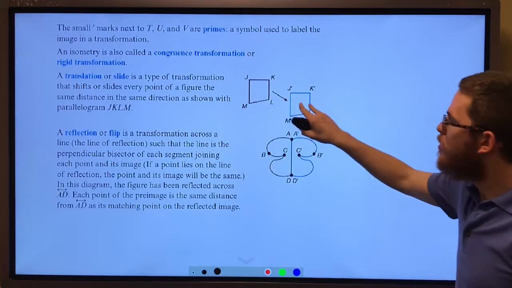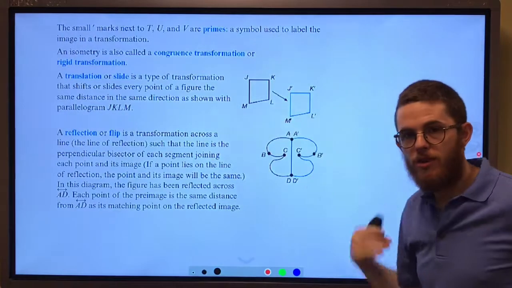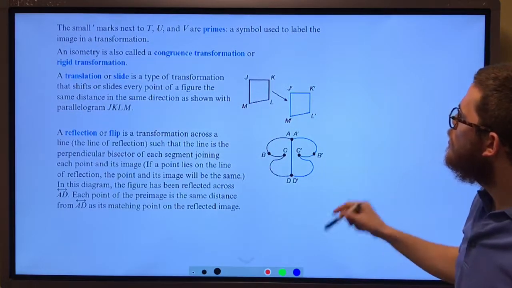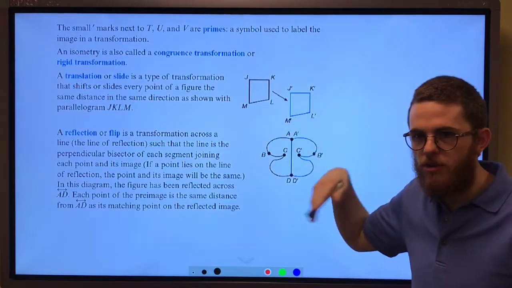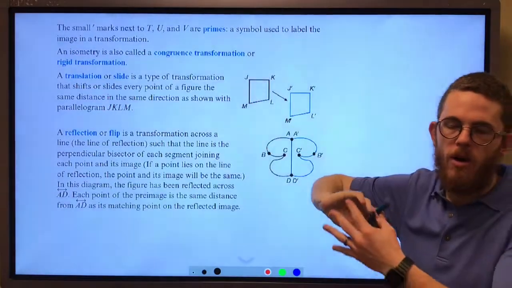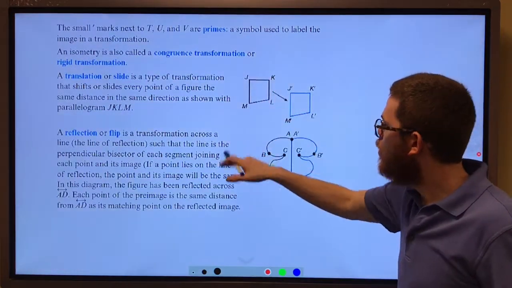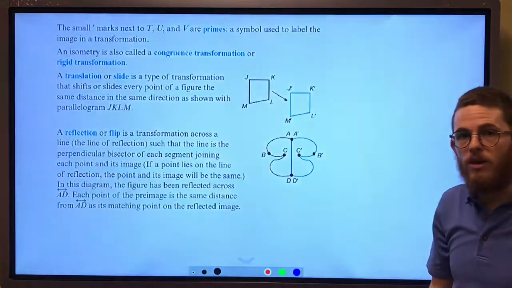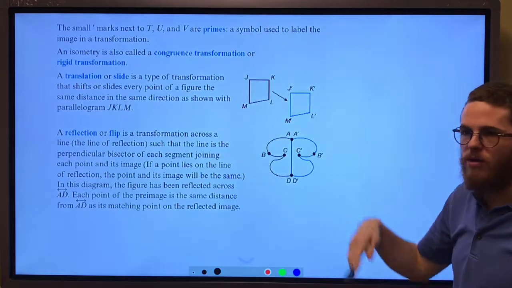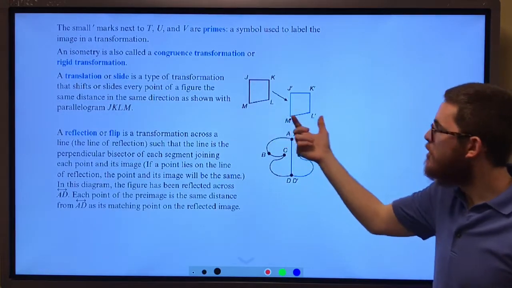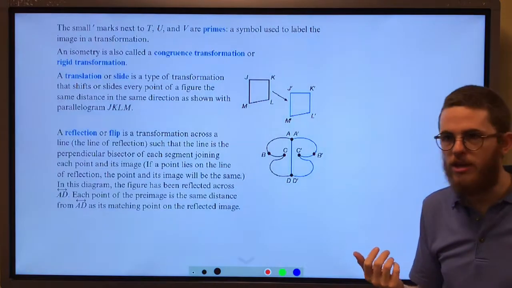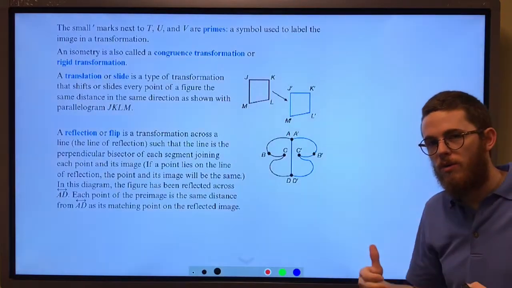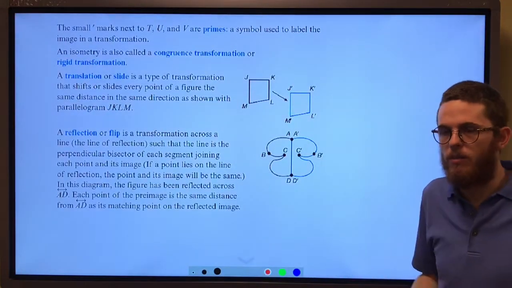Now, when we have our pre-image and our image, we label these appropriately. We use letters, of course, to name the vertices, but the original vertices, the ones of our pre-image, would look normal. The new vertices are labeled with apostrophes, and we call these primes. So we know the image, which has been affected by some transformation, is J prime, K prime, L prime, M prime. We have performed that transformation to get that point. The prime is the new point.